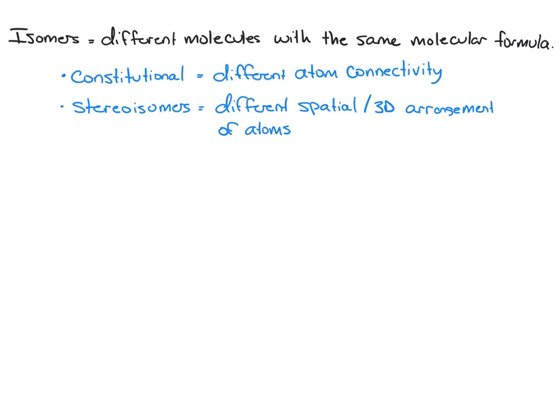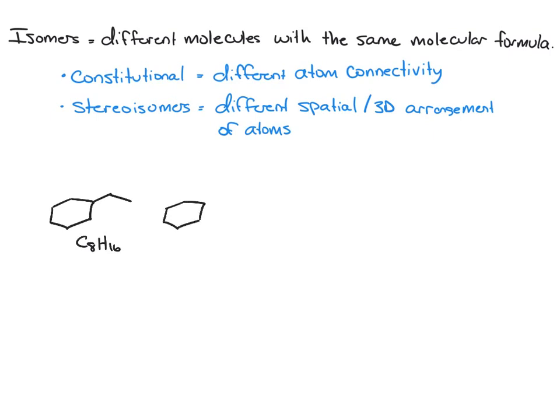So let's look at an example of constitutional isomers. Okay, so here's a 6-membered ring with a 2-carbon chain coming off of it. If you count up the carbons and hydrogens, it's C8H16. But we can draw a different molecule.